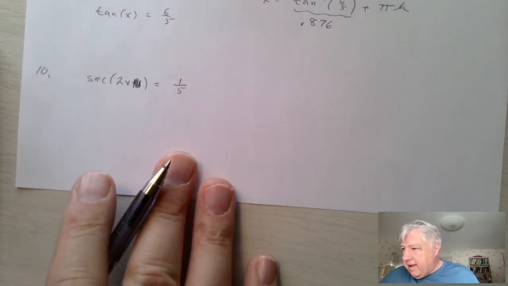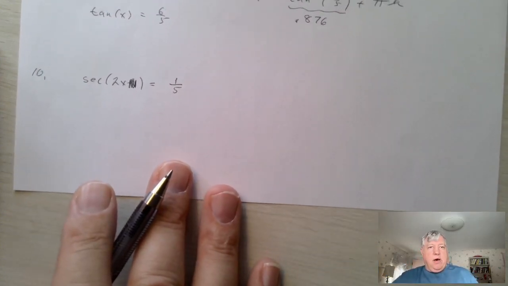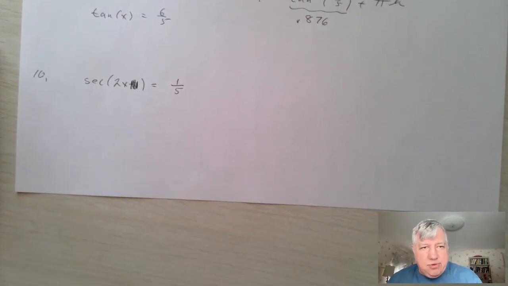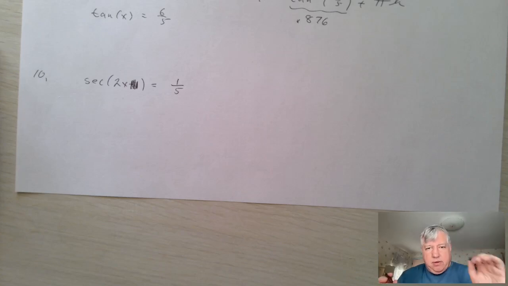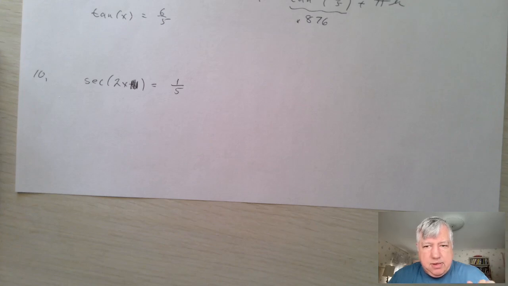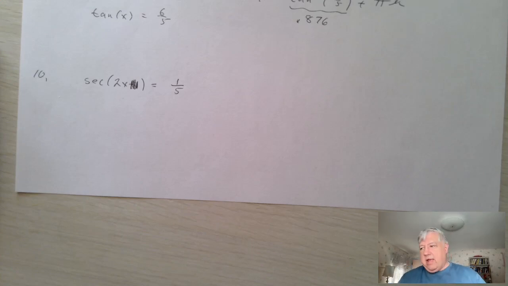And then for problem 10, you can try to do this. You can go ahead and take the reciprocal, and we have secant of 2x equals 1/5. Now, if you're really sharp, or if you remember, what's the range of the secant? The secant of anything has to be either greater than or equal to 1 or less than or equal to -1. 1/5 is not in this range, so this should probably have no solution.